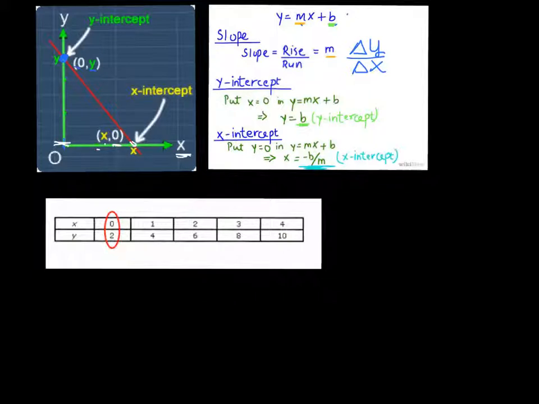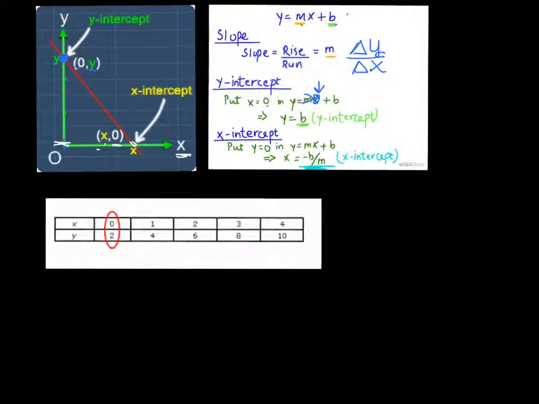So just like we see on the graph, to get the y-intercept, you put 0 in for x. So you would plug 0 in right there, and here's what will happen. Any number times 0 will be 0. And that's great, because then you just have y equals b. So your y-intercept is whatever that number is.